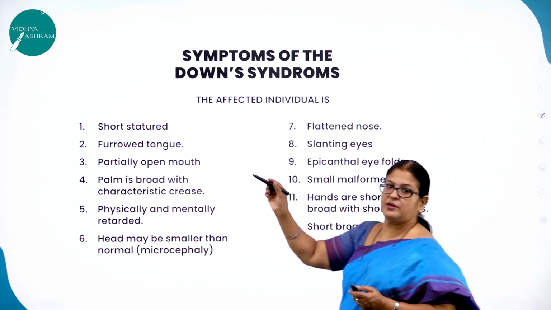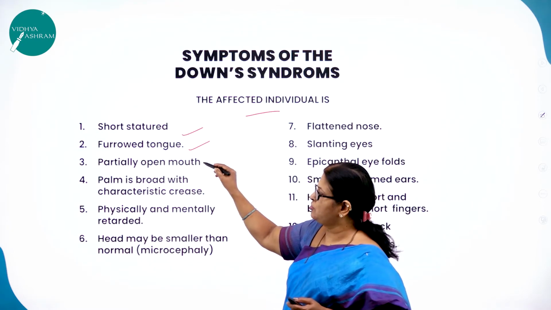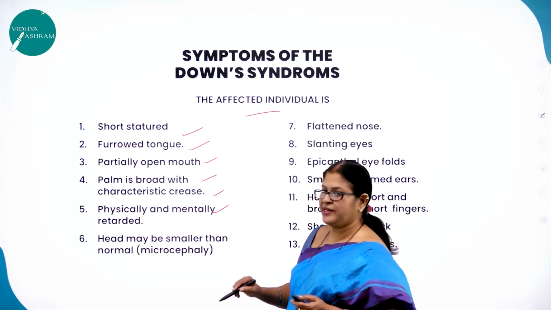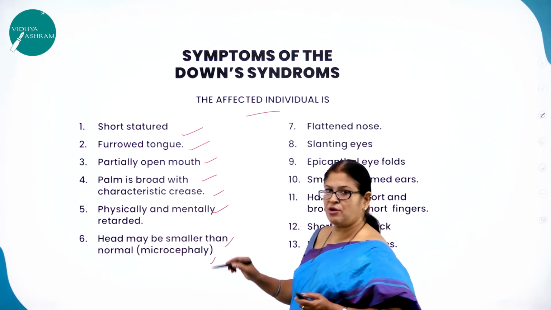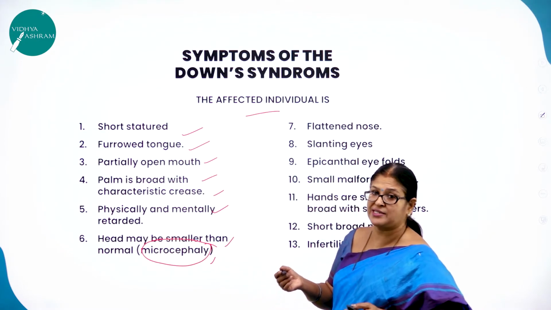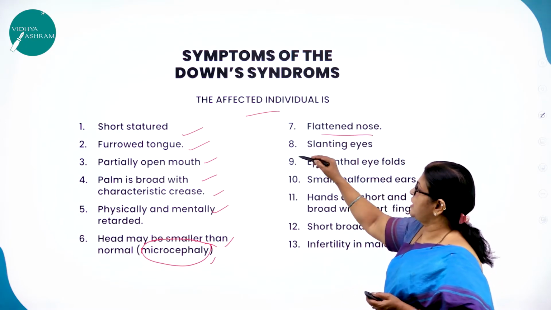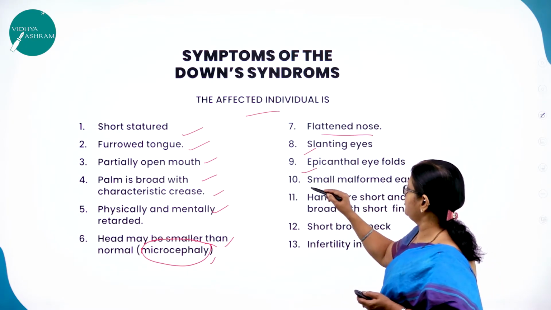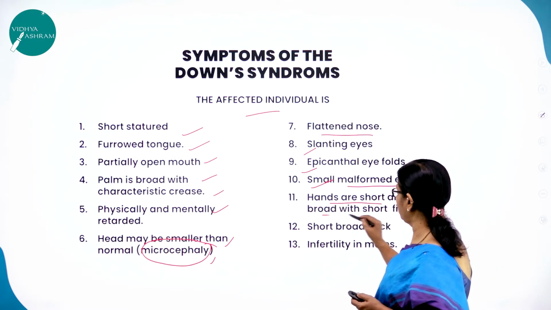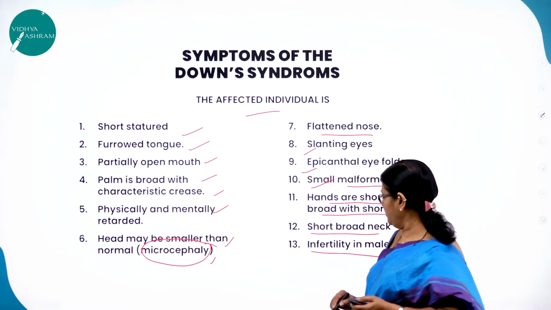So what are the characteristic features of Down syndrome? Short stature, furrowed tongue, partially open mouth, palm broad with characteristic crease, physically and mentally retarded, head may be smaller than normal. We use the word microcephaly; if it is big, we use the word megacephaly. Mega means big, cephaly means head. Flattened nose, slanting eyes, epicanthal eye fold, small malformed ears, hands short and broad with short fingers, short broad neck, and infertility in males.